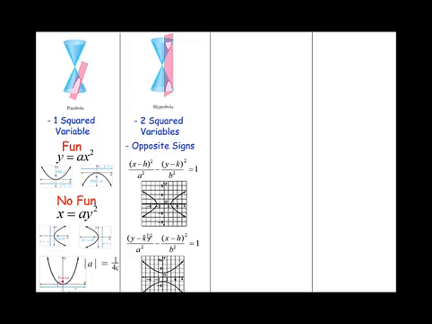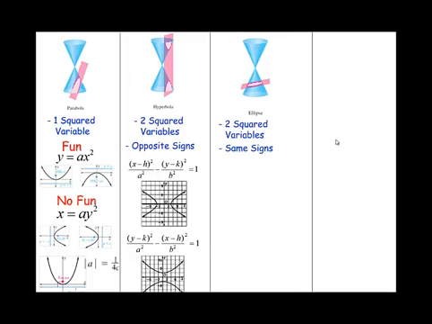And then if the y is positive, then it's growing in the y direction. Okay, so that's hyperbola. You can pause the video and jot down those notes real quick. Next, we have the ellipse. An ellipse, again, is two squared variables, just like a hyperbola, but the signs are going to be the same.